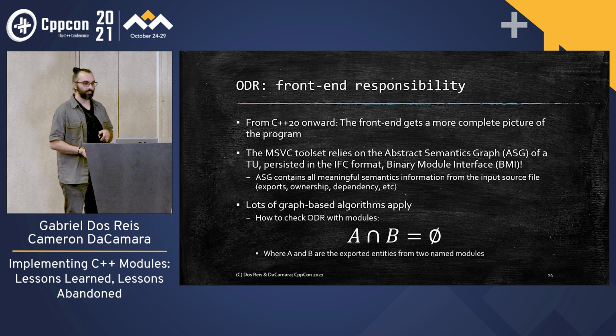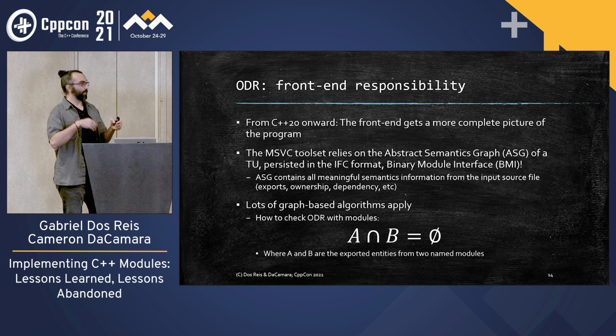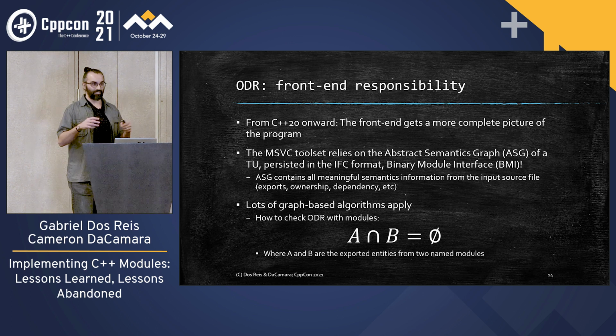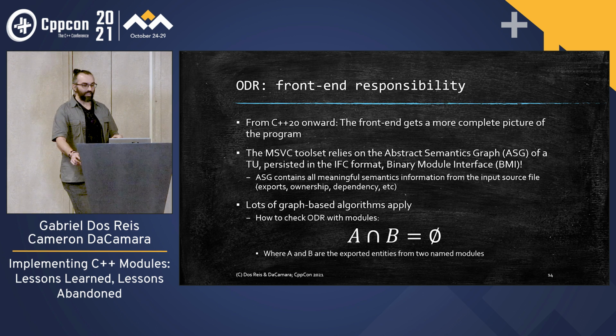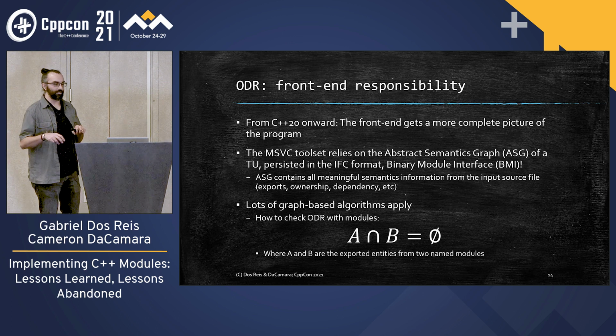So the MSVC compiler implements a persistent translation unit on disk in terms of the IFC format, which is an abstract semantics graph. And this is our module BMI for anybody who's familiar with that terminology. And if you're more interested in the makeup of that and what we mean by semantics graph, definitely take a look at Gabby's talk on Tuesday, where he talks about persistent in-memory representations of C++.